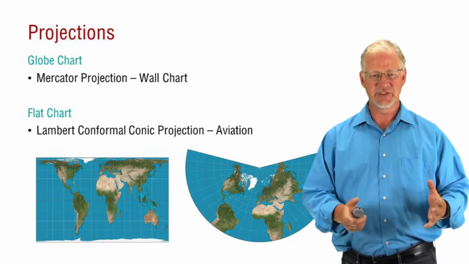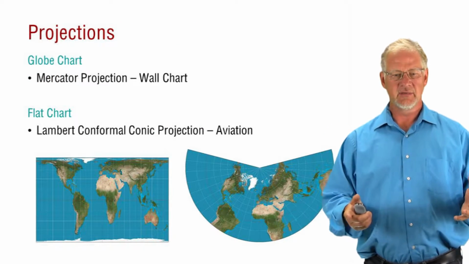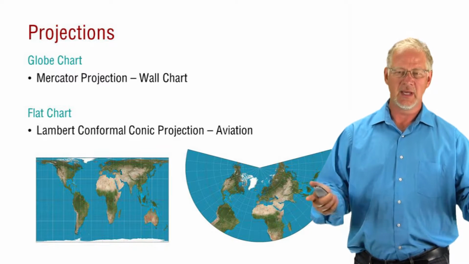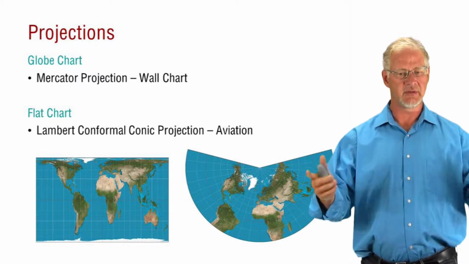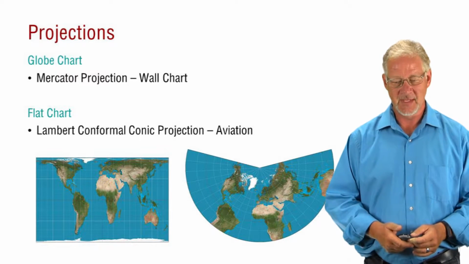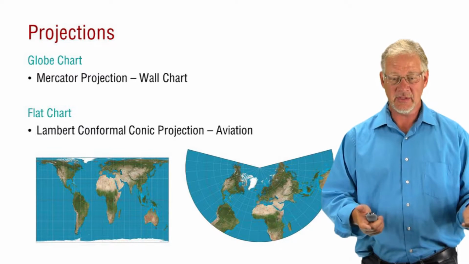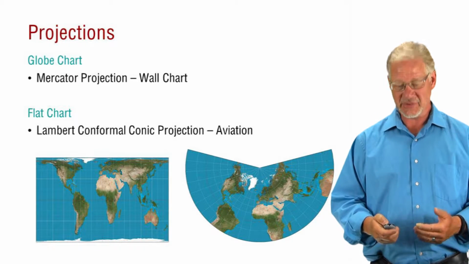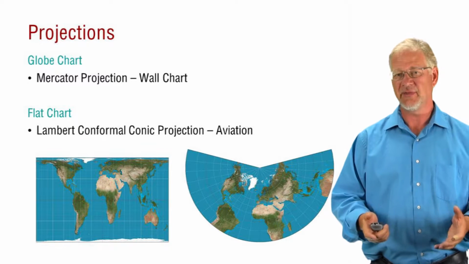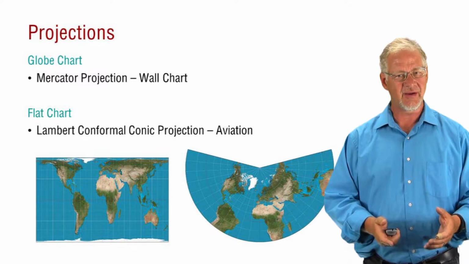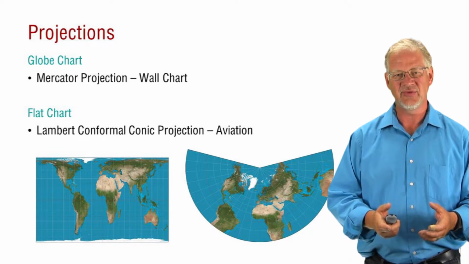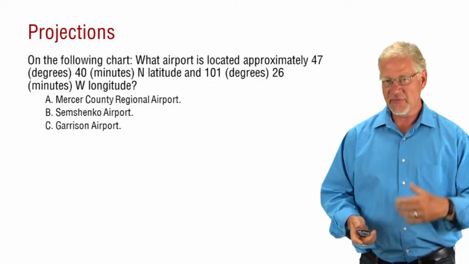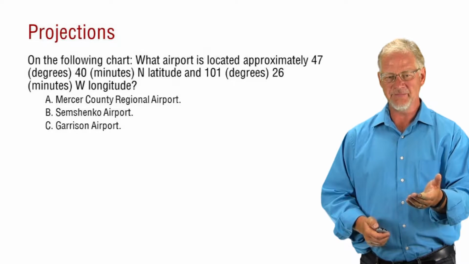Now let's talk about the projections. You've got a globe chart, which is a Mercator projection, which is like a wall chart. You walk into an office building and you see this huge wall chart. That is a Mercator projection. There's a flat chart as well, Lambert conformal conic projection, which is what we use for aviation. Now, do you need to know that when you come into the FAA test? Not necessarily, but it is good to understand the concept of what chart it is and how it's used.